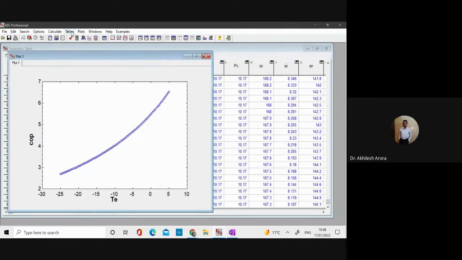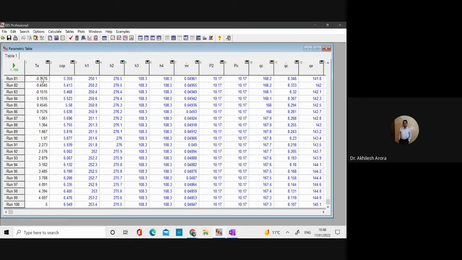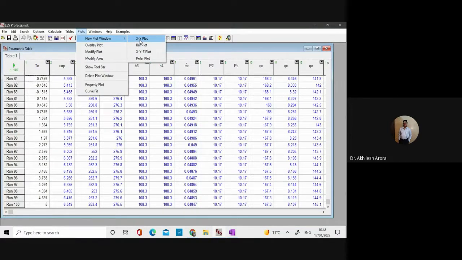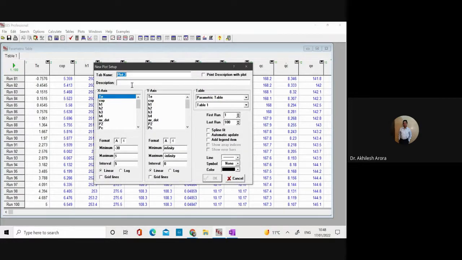For example, I can go to plot window once again. For example, I want to know what is the variation of, say, mass flow rate with the temperature. So I can choose once again a plot, go to new plot window, XY plot. On x-axis I choose, once again I write variation of mass flow rate versus PE. Okay, so on y-axis I can choose m dot r, and this time I will not take any symbol because there are 100 runs.